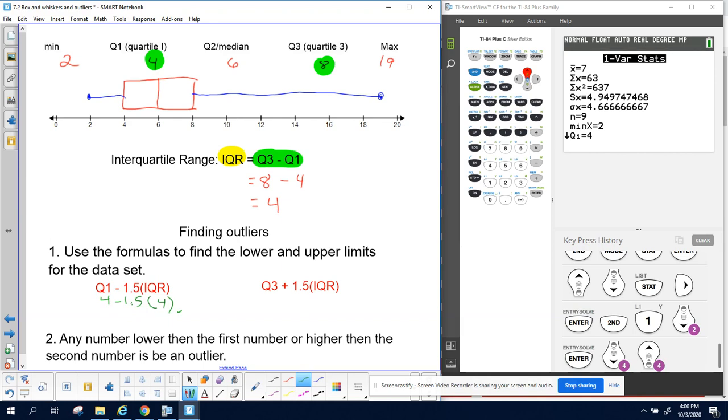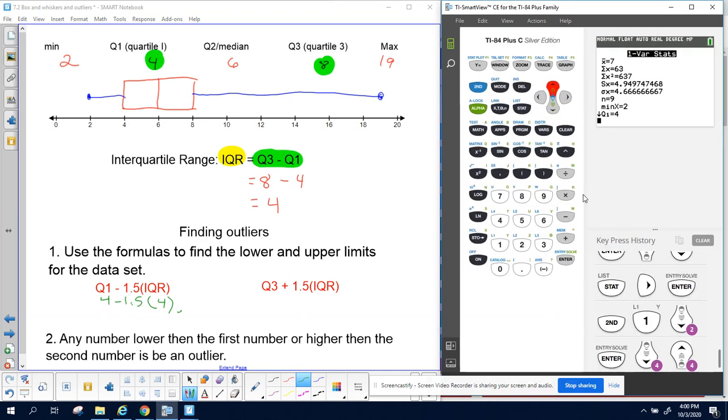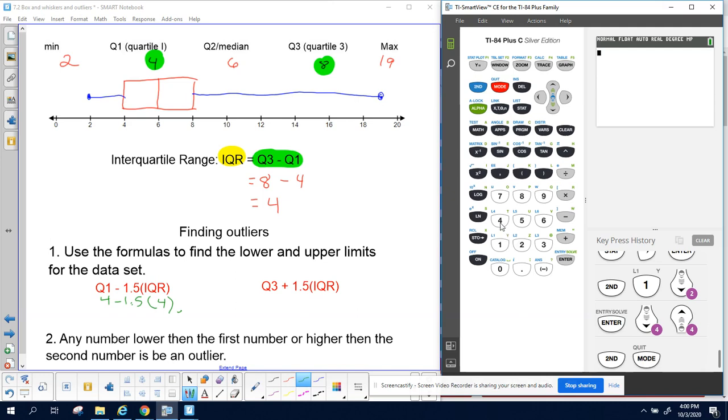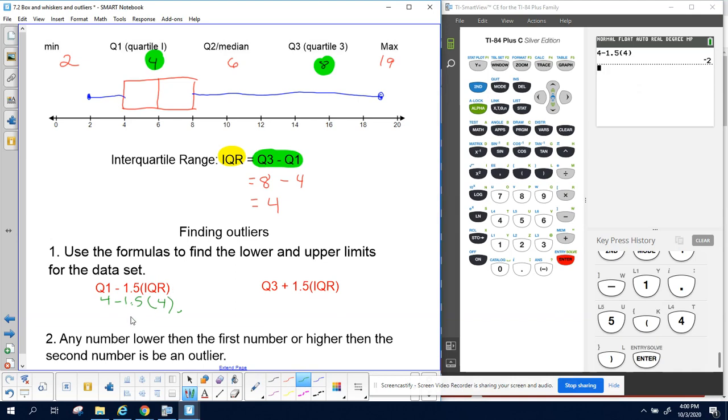And I'm going to go to my calculator. Some of you can even do that in your head. If I do 4 subtract off 1.5 times the IQR number, the 4, the -2 is going to be considered the lower fence. Then if I do the other one, see if I can write this out here, that number turned out to be -2.